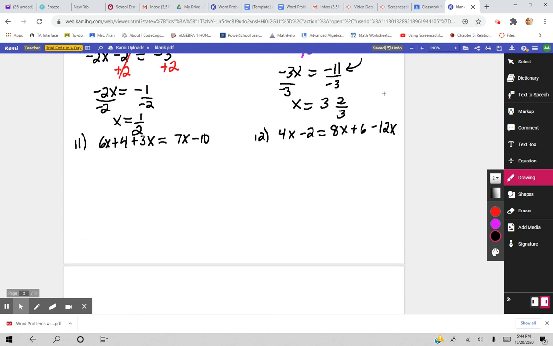All right, last two. So look at what we have here. You see we have 6x here and 3x here. So we have like terms on one side. So we need to combine those terms. 6x plus 3x is 9x plus 4 equals 7x minus 10. Now we need to get all of our x's on the same side because you see I have 9x on this side and I have 7x on the other side. So let's subtract out 7x from both sides.